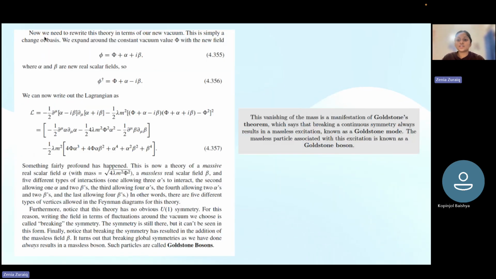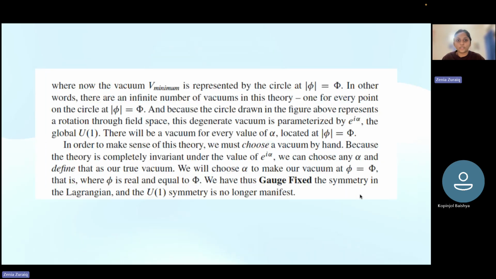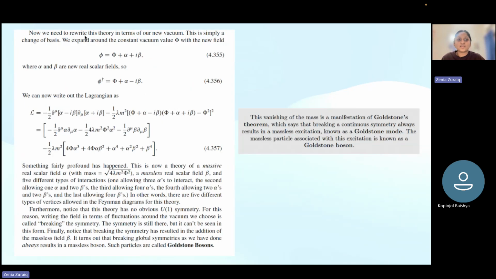Now we have changed our coordinate. We are no longer like this. We are at this point where the theory has collapsed to this point. So if it has collapsed to this point, then we have to rewrite the theory in terms of a new vacuum. So this is a change of basis. We are changing from one coordinate system to another, fixing the minimum to be whatever point the potential has chosen. So we expand around the constant vacuum value phi with the new field.